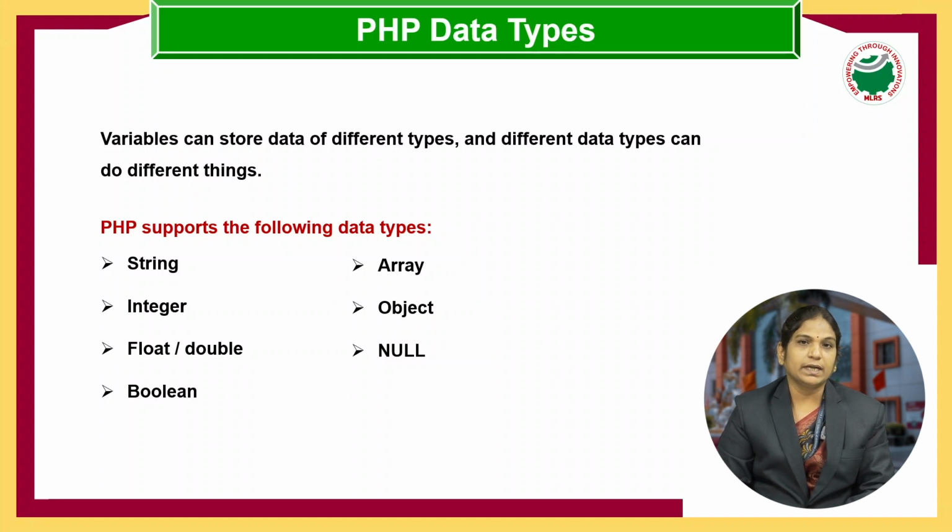So what is a data type? Data type means the type of the data that is going to be stored inside a variable. PHP supports different data types: string, integer, double or float, boolean, array, object and null. So the data types supported by PHP are string, integer, float or double, boolean, array, object and null.